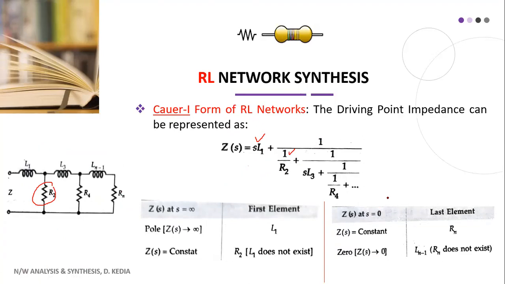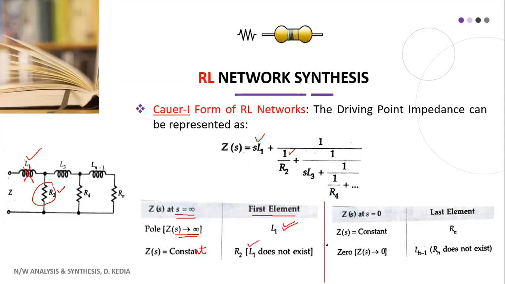So this is your cover 1 form of RL networks. Fine. So here, again, we have to identify the first element and the last element. So for first element, when will L be present? L will be present if you substitute S equal to infinity and you get infinity. So if both are infinity, you have L1. And if S tends to infinity and ZS is a constant, then L will not be present and first element will be R2.